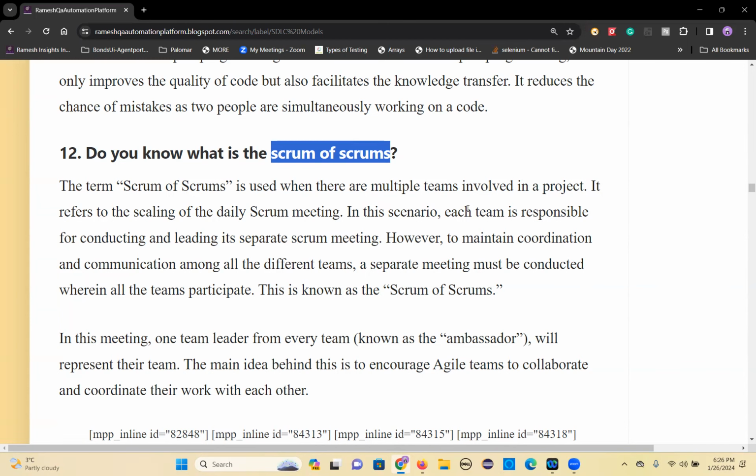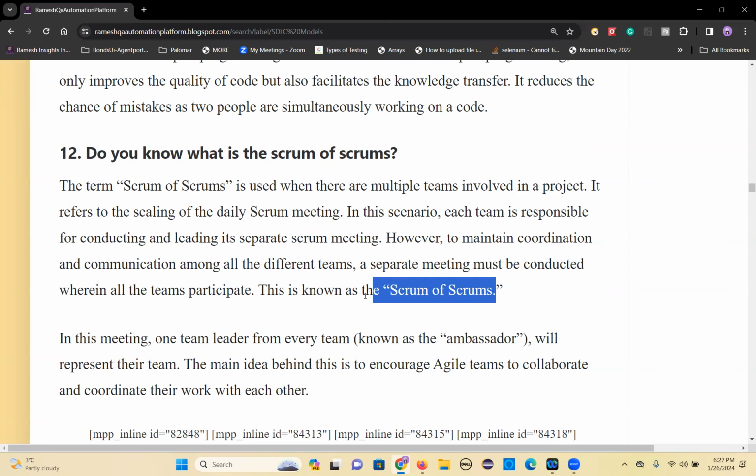So it is going to refer to the scaling of the daily Scrum meeting. Every Scrum team has a daily Scrum meeting. Each team is responsible for conducting and leading its own separate Scrum meeting. That's what I told you. To maintain coordination and communication among all the teams, a separate meeting must be conducted wherein all the teams participate. That is known as the Scrum of Scrums.